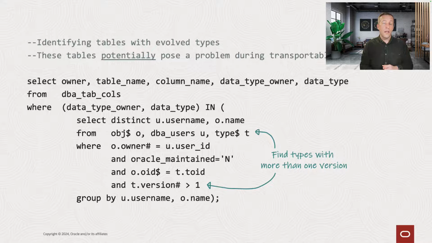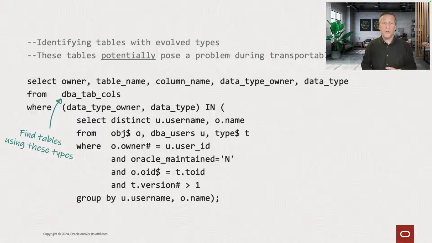In order to find tables that might pose a problem during a transportable import, you can go to the dictionary in the source database. You can use the type$ table to find types that have evolved, types that have multiple versions. You can then join with dba_tab_columns to find tables and columns that are using that specific type. The records that you get from this result might pose a problem. We cannot say upfront, it depends.